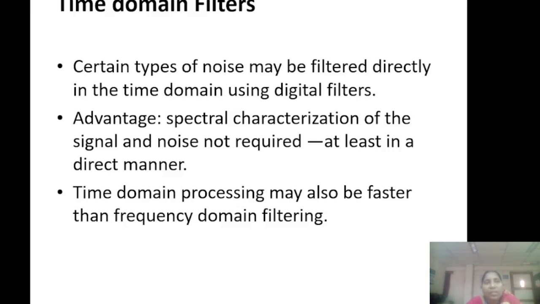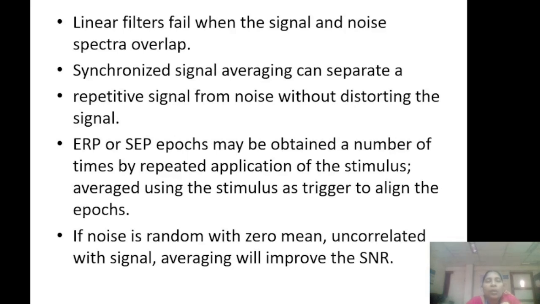Before going to study the synchronized averaging, let us see what is meant by time domain filters. Time domain filters are the filters which are realized in the time domain, and the advantage here is that spectral characterization of the signal and noise is not at all required. So directly, in the time domain itself, we can do the processing of the signal, and time domain processing is faster than frequency domain filtering. So now let us study about the synchronized averaging.